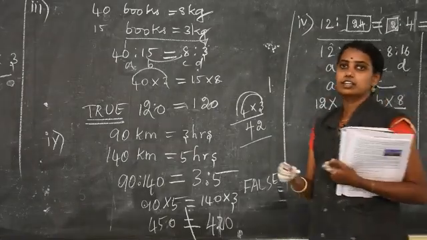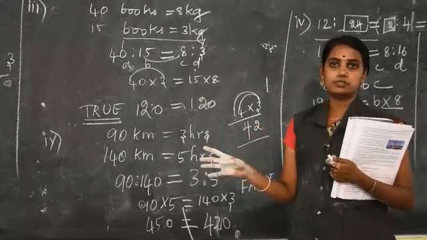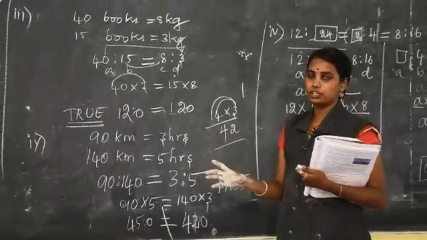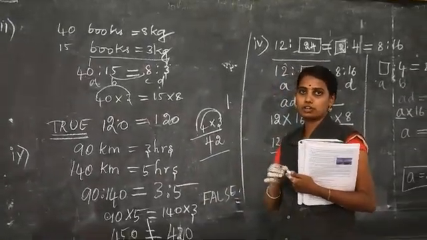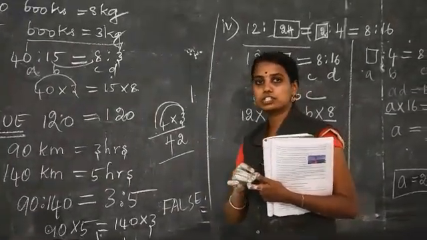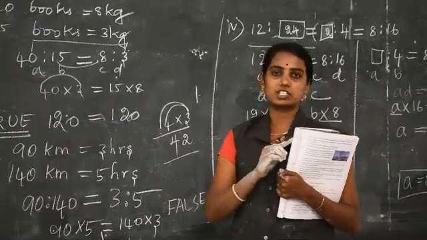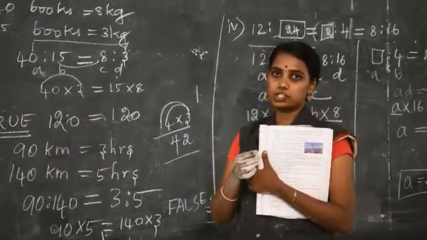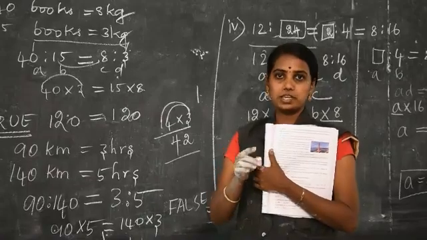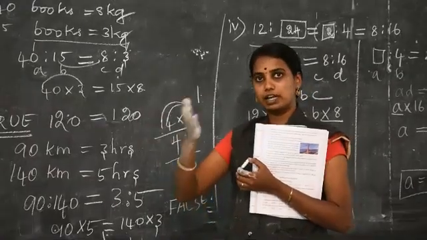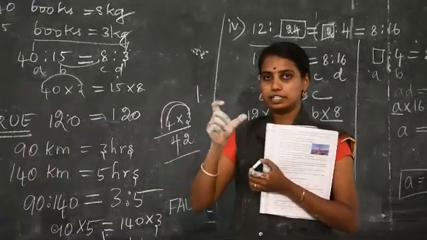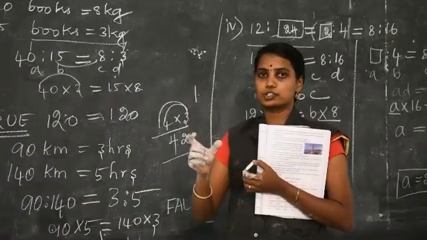Okay, clear? Here in the first two problems we learned about proportion. Either it is in proportion or not, we found. What is the formula we used? Product of extremes equal to product of means, or else AD equal to BC, or else first term and last term multiply and middle terms multiply. The answer should be equal.